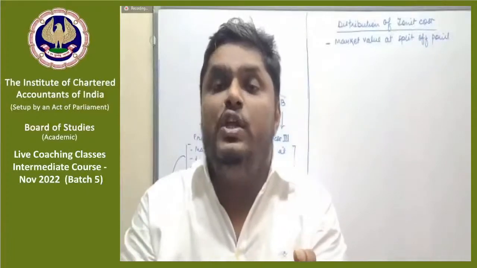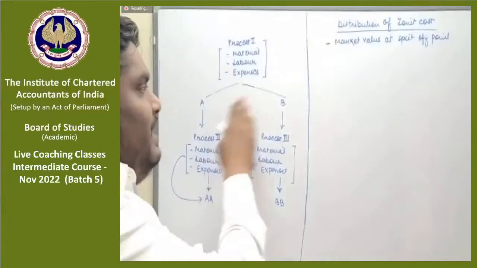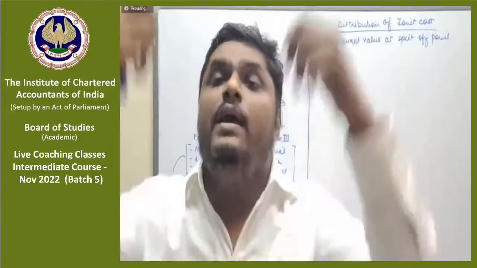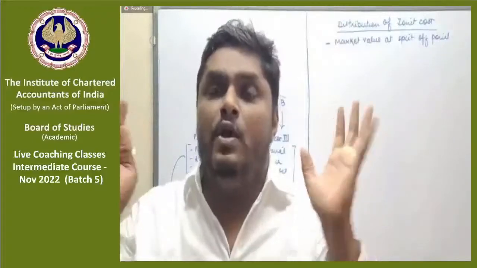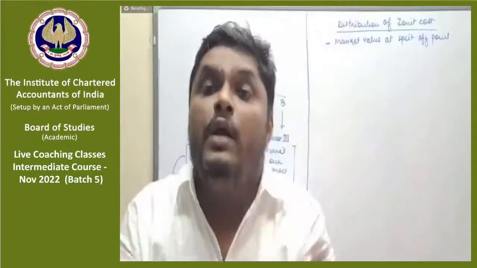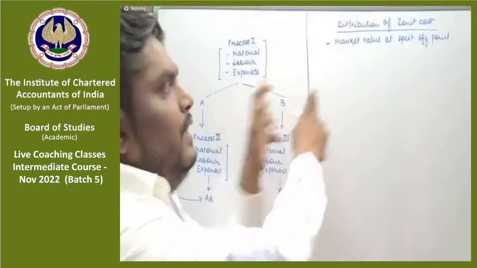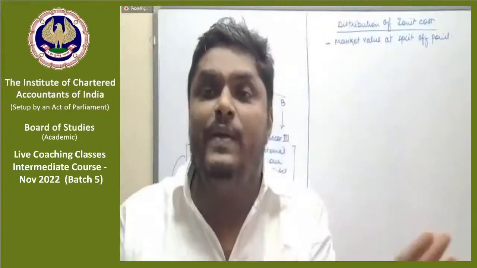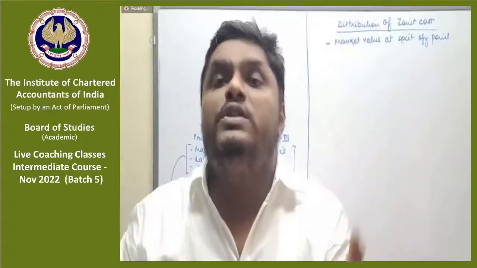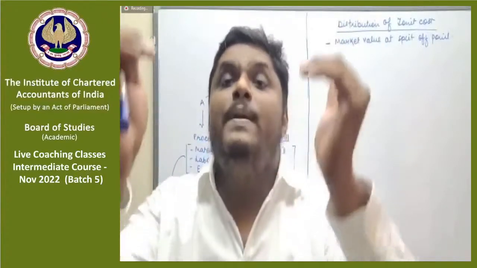Now the question is how to distribute the joint cost. I repeat again, we cannot sell product A and B in the market, neither we nor anyone else. So the selling price of product A and B is not available. It means we cannot apply this method. Now the question is how to distribute the joint cost. Very simple, guys. We will calculate the dummy market value.